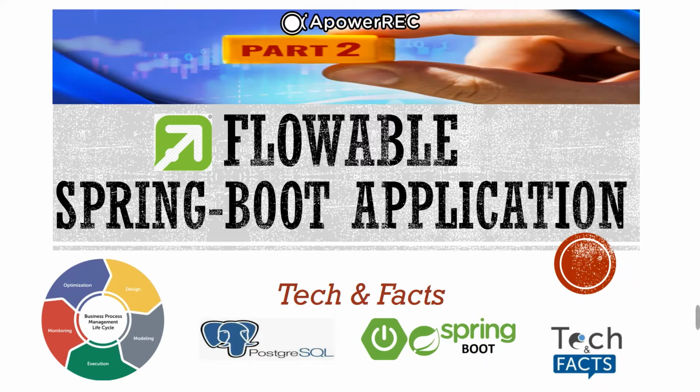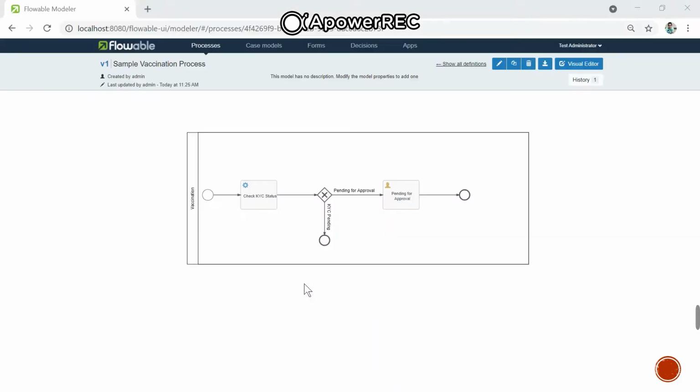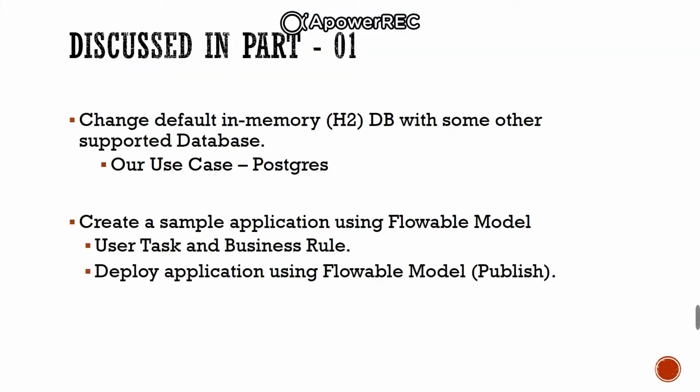So just to give you a recap, what we discussed in part 1 is how we can change the in-memory H2 database with the Postgres database. Also, we created a sample vaccination application using the Flowable modeler. This is the application we discussed, where we have one user task and one business rule that has been deployed successfully using the modeler.